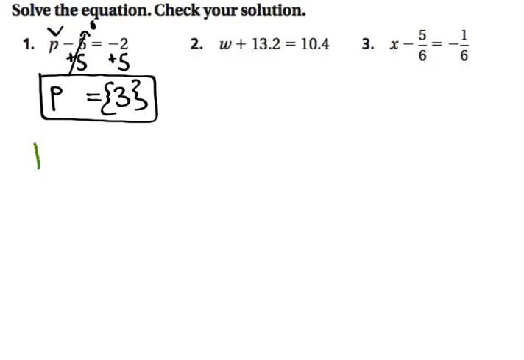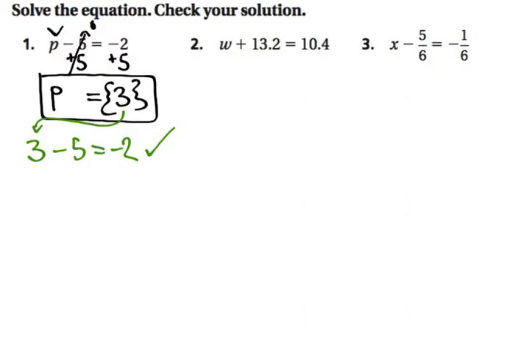We bring down the original equation, P minus 5 equals negative 2. We're going to take out the P and replace it with 3. 3 minus 5 equals negative 2. That is true. That one is checked. Move on to the next one.